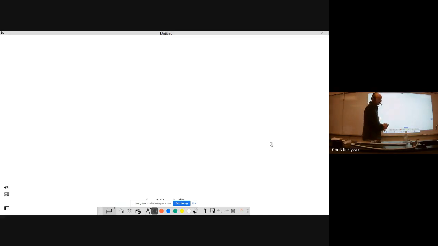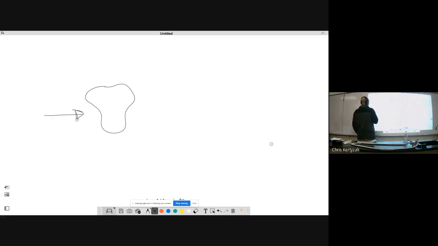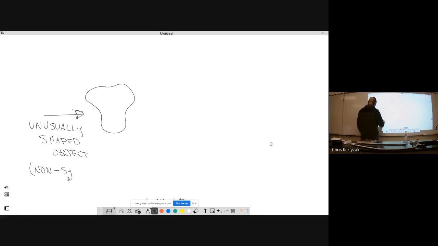Let's just give an example of this, my strangely shaped object. Unusually shaped object. Non-symmetrical, I guess a textbook would say non-symmetrical. A non-symmetrical shaped object. What would we do?